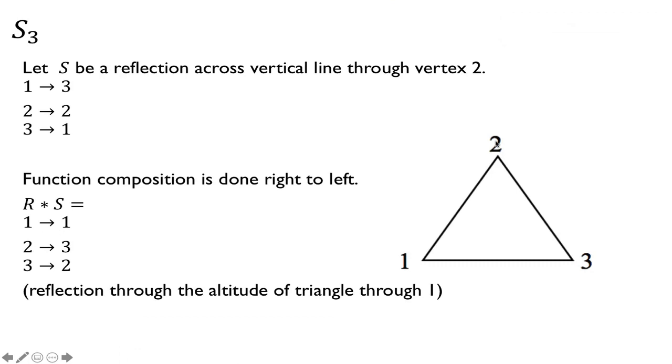2 reflection stays there, and then rotating will go to 3, and then finally 3 reflection goes to 1, rotating goes to 2. So if I compose these 2 elements, then the answer is this, which is actually a reflection around this line right here. And so composing a rotation with a reflection gives you another reflection.